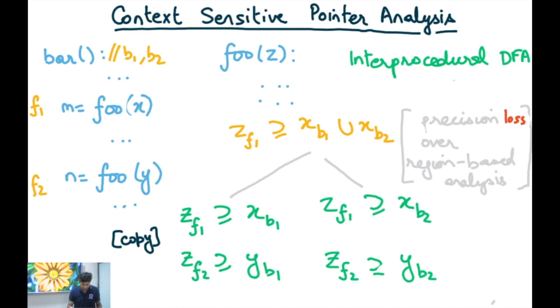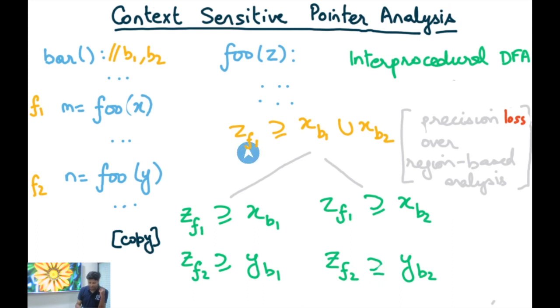Now the same thing will happen for B2. So let's say the same bar will be analyzed in B2. Then I'm going to be tracking XB2. And now I'll update ZF1 using XB2. And similarly, I will update ZF2 using YB2. And so I get this set of constraints that the outgoing edges of ZF1 should be a superset of the outgoing edges of XB1 and so on.